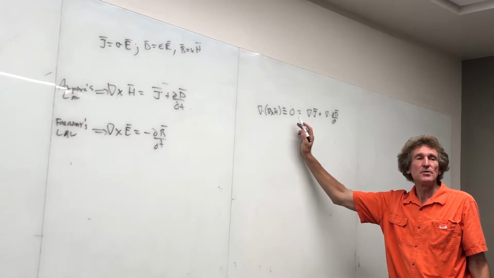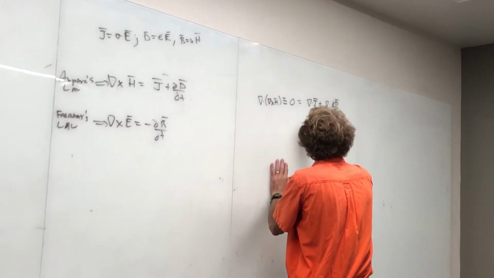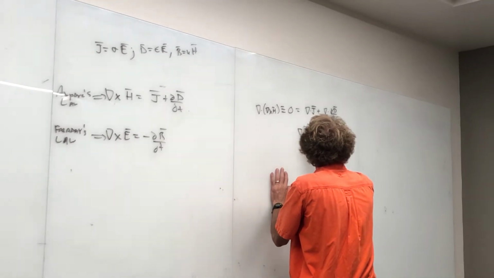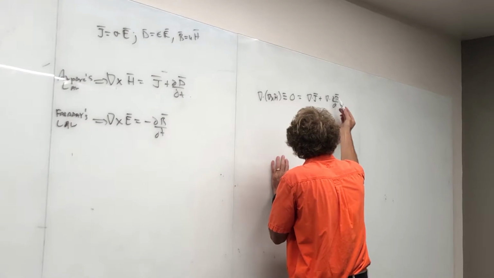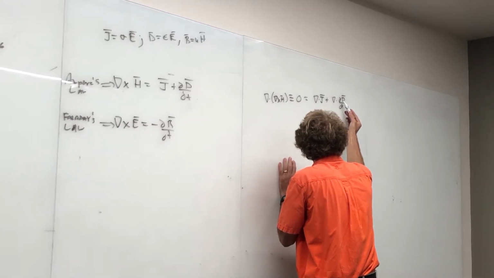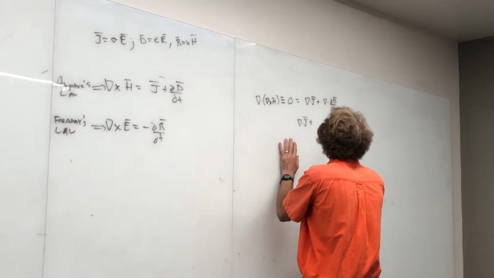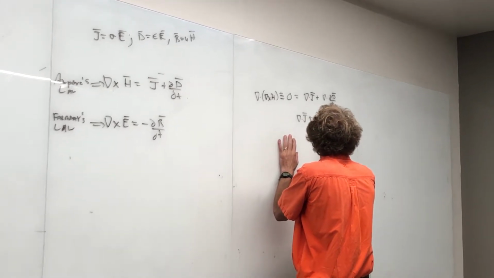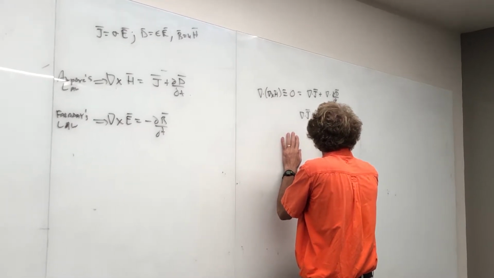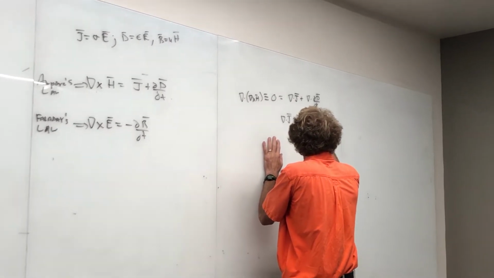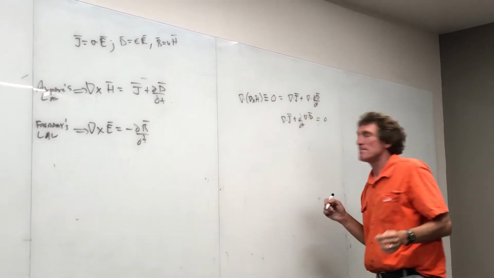This is called the continuity equation, comes out of this. It's very important. So the next thing is that means the divergence of J plus, now I can take this divergence operator inside the time derivative because time and space are separable terms. One is not dependent on the other. Is equal to that plus the partial with respect to T of divergence of D, and that equals zero. All right?